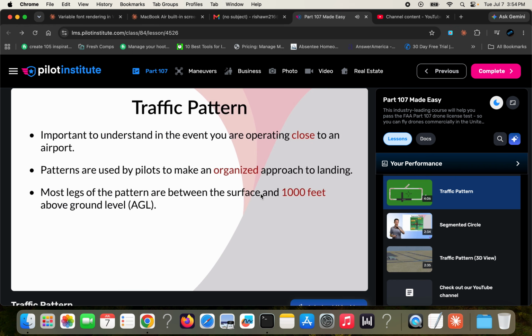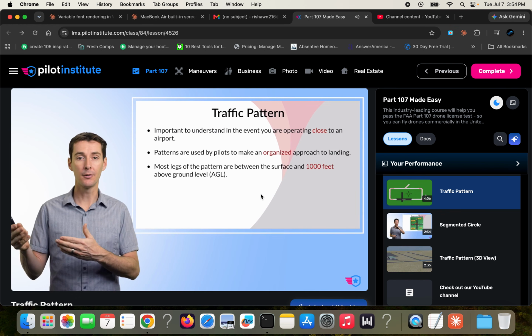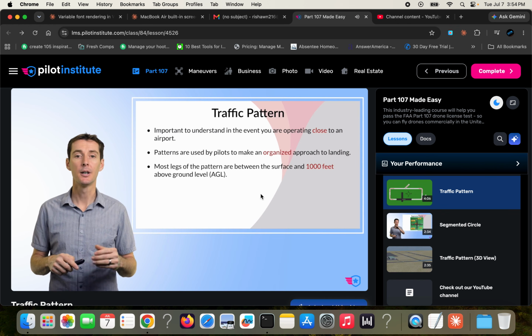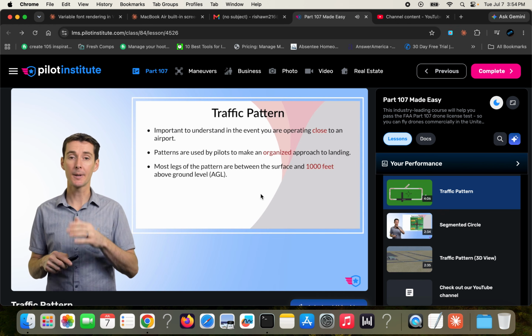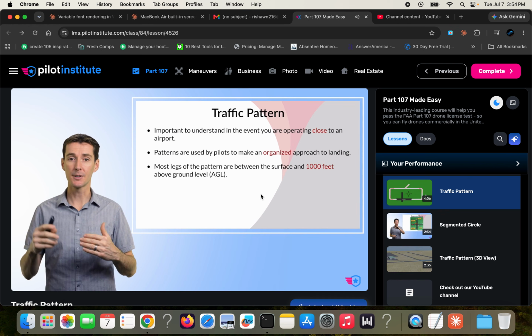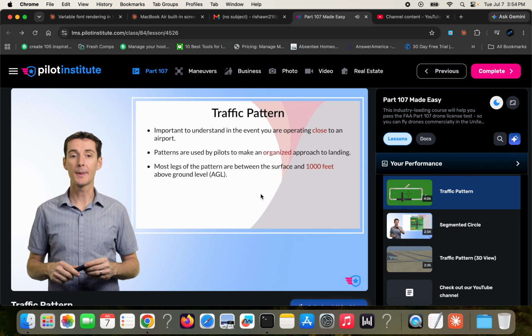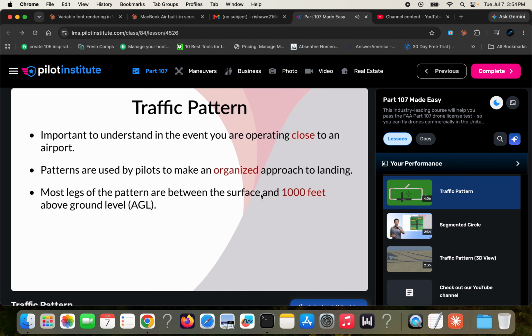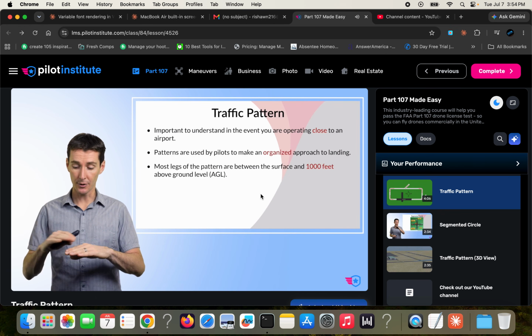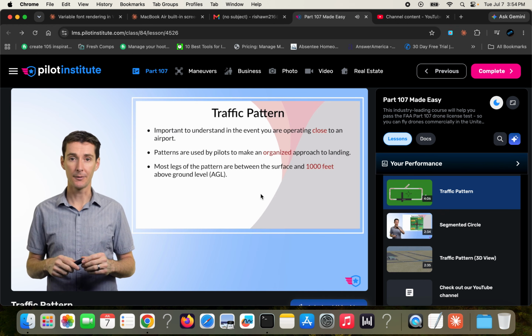Most of the legs of the traffic pattern are going to happen between the surface, when the airplane is taking off, and 1,000 feet, when the airplane is at the highest of all the legs in a traffic pattern. So the airplane is going to be climbing to that 1,000 feet. You notice what I said in here, above ground level, AGL. This is a term that we use a lot. It means that if the surface is right here, it's 1,000 feet above the surface.